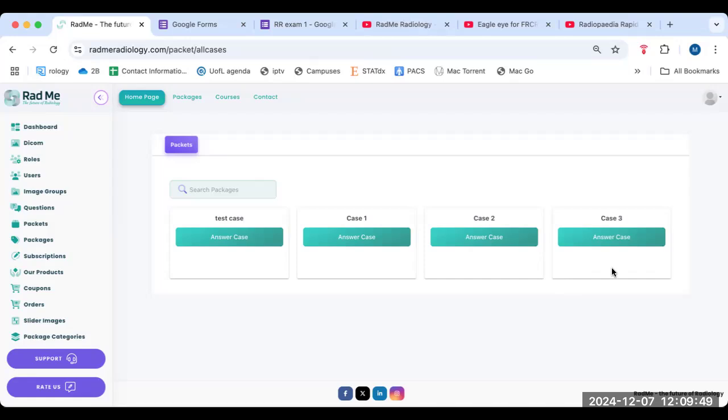Is it okay to use the keyboard for windowing, zooming, panning, or pressing? Yeah, you can use the letters or you can use the mouse. The letters, I think they are active.